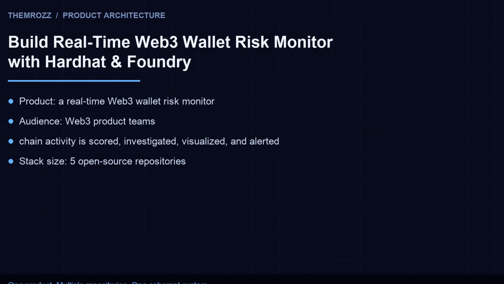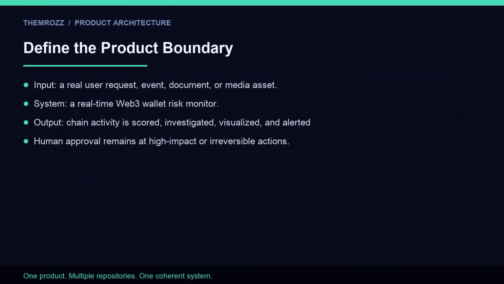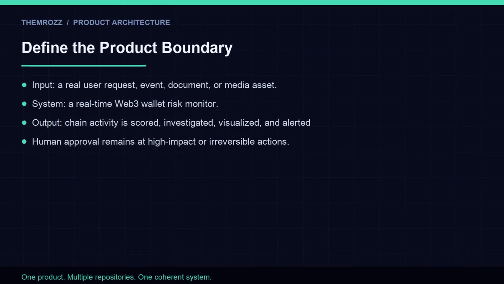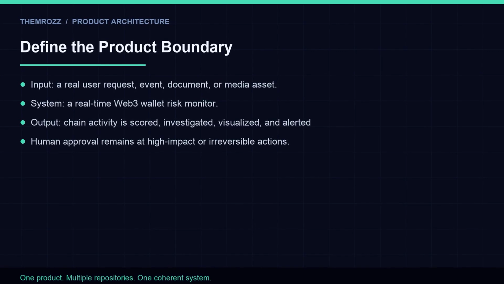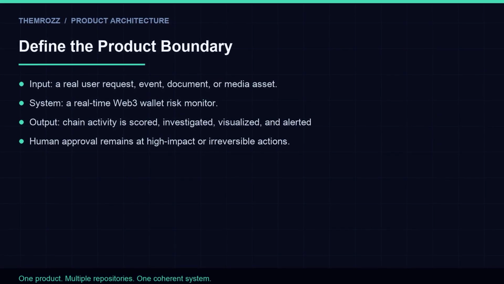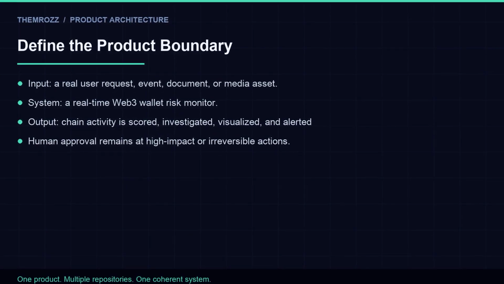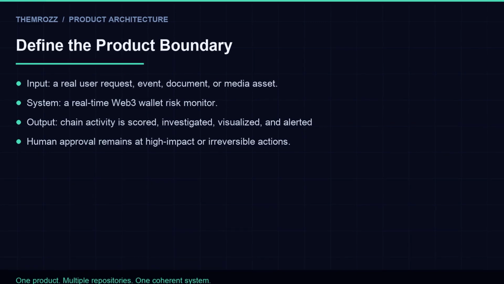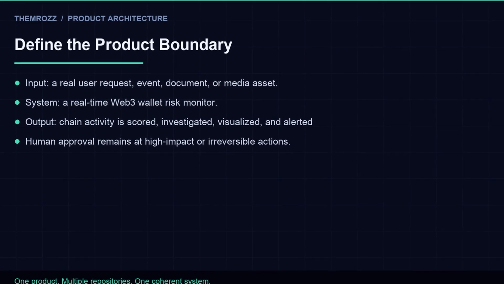The boundary is clear. The product observes chain activity, adds context, and surfaces actionable insights without managing funds or executing transactions itself. Under the hood, this is made possible by a deliberate stack. Hardhat and Foundry handle blockchain simulation and testing.